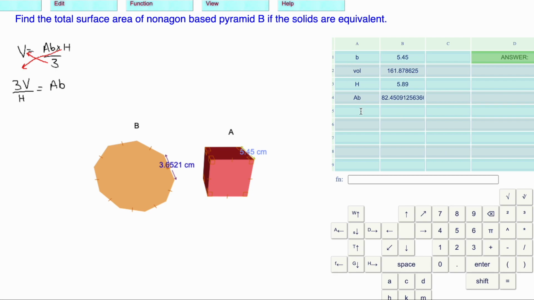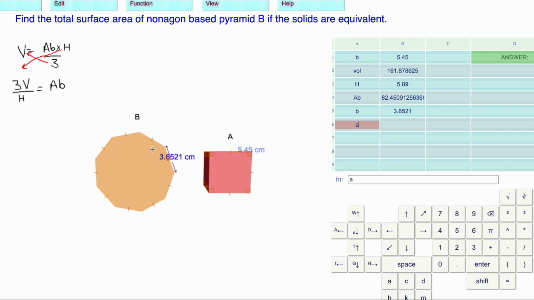82.45091. We also have the length of the side, which I call the base of the triangle here, is 3.6521 centimeters. The apothem we don't know, but we know the area of the base. This is a nonagon, so it's 9 times the area of one of these triangles that starts from the center and goes out like that. 9 isosceles triangles. We know that 9 times the area of the triangle, or 9 times the base times the apothem divided by 2, is the area of the base, which we know.